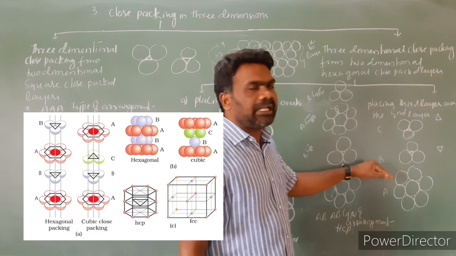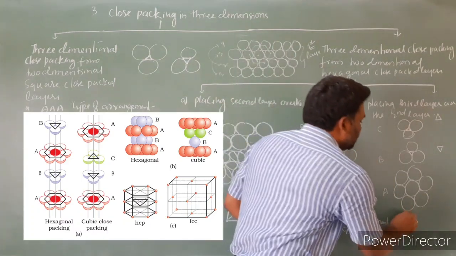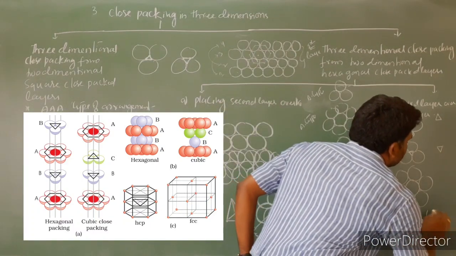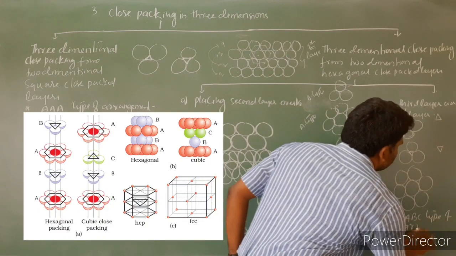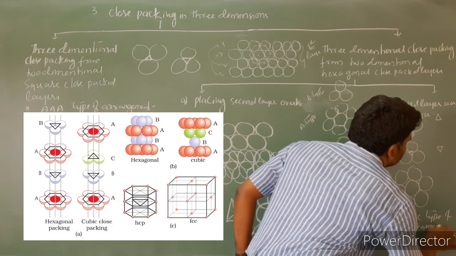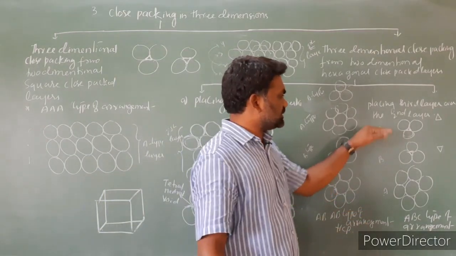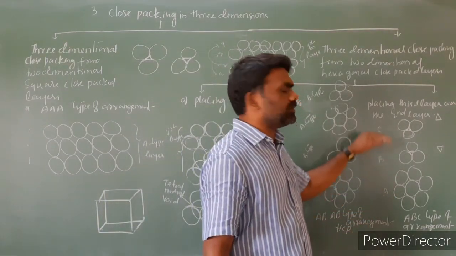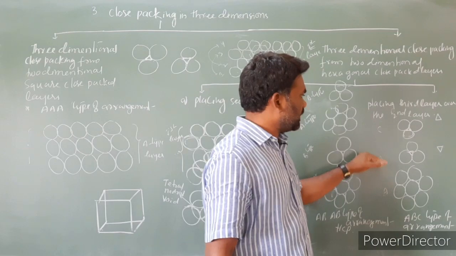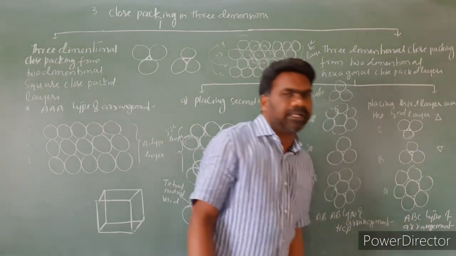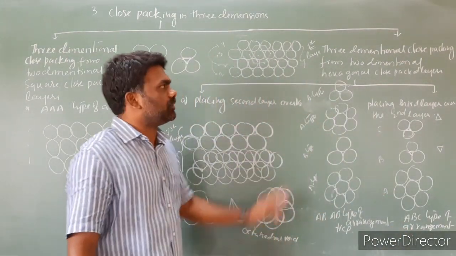A type layer, B type layer, C type layer. So ABC type of arrangement. So first layer, second layer, third layer. A type layer, B type layer, C type layer, ABC type of arrangement. So we'll discuss this one briefly.